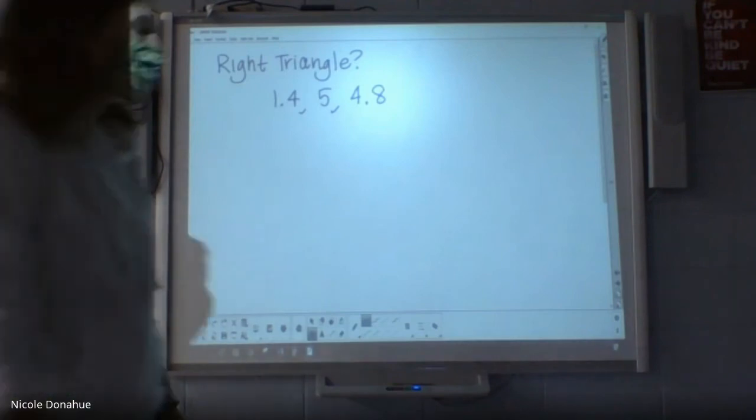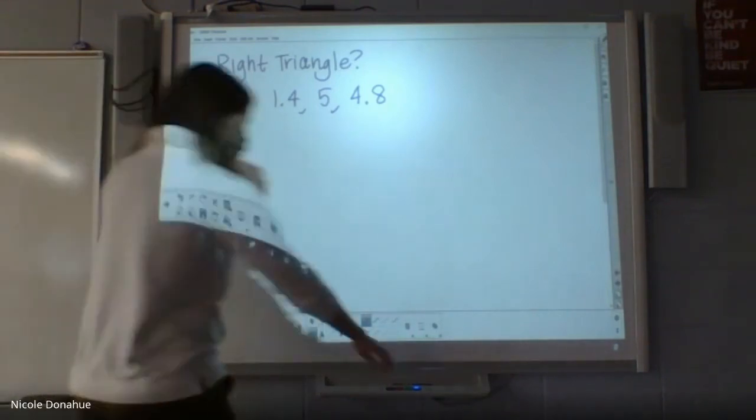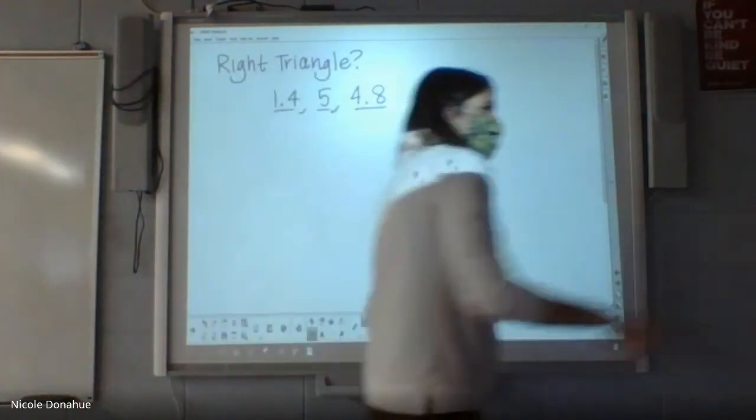Maybe show some work a little bit. This is a right triangle. What we just did, checking, does it work in a squared plus b squared equals c squared? Maybe show me what you have on each side of your equal sign too. There you go. Yeah, good job. It should be 1.4. Sorry, this is supposed to be 1.4, 5, and 4.8. Sorry. Yes.